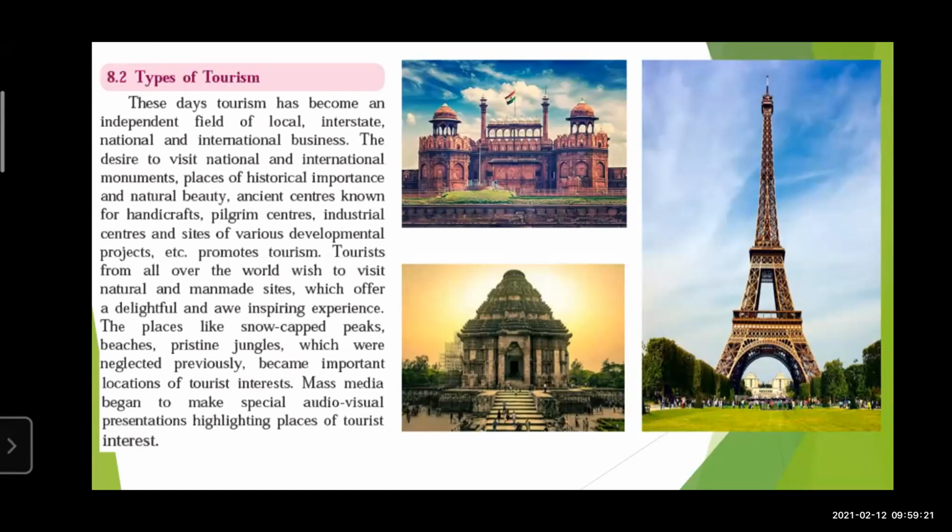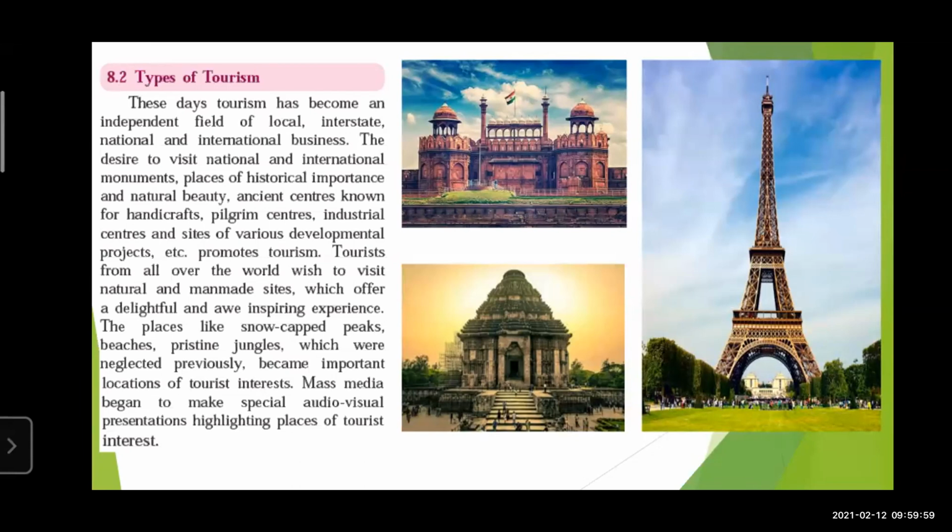So the people wish to travel to these historical national and international monuments, even places of historical importance, like Hawa Mahal, Fatehpur Sikri, and places where there is natural beauty. Ancient centers known for handicrafts, like we have Tanjavur Doll in Tamil Nadu, Katputli in Rajasthan, Khurja pottery in UP. People will have a desire to travel to these places, and pilgrim centers like Badrinath, Vaishno Devi, then industrial centers as well, and sites of various developmental projects, etc. So all this promotes tourism.